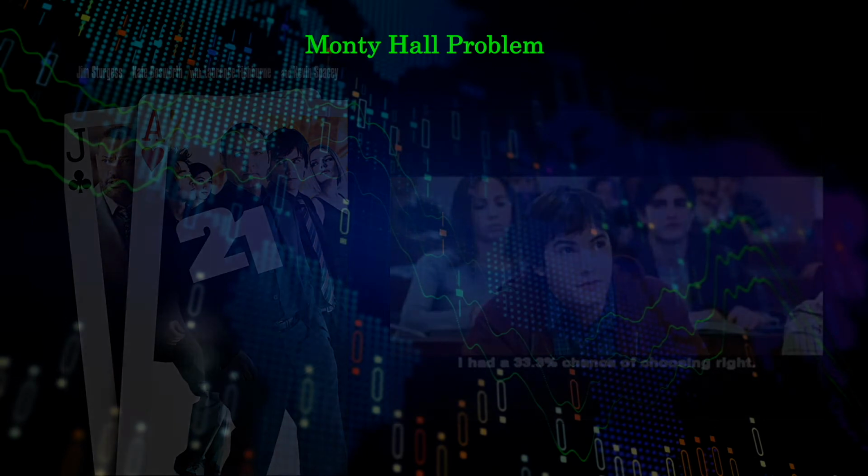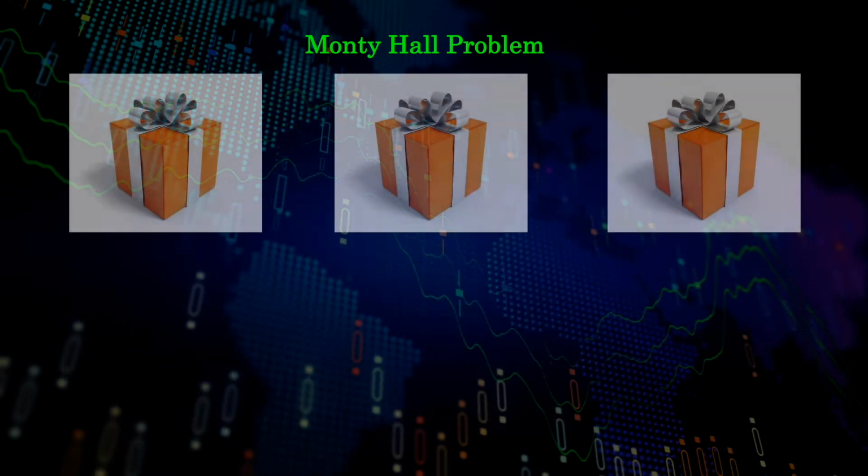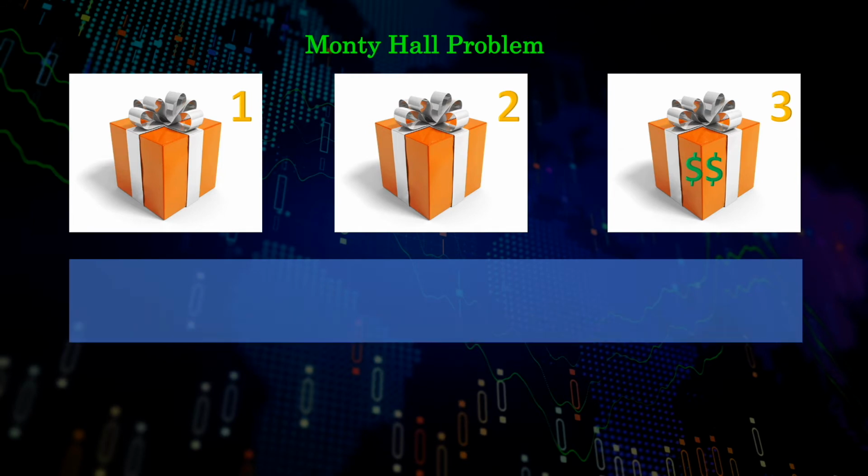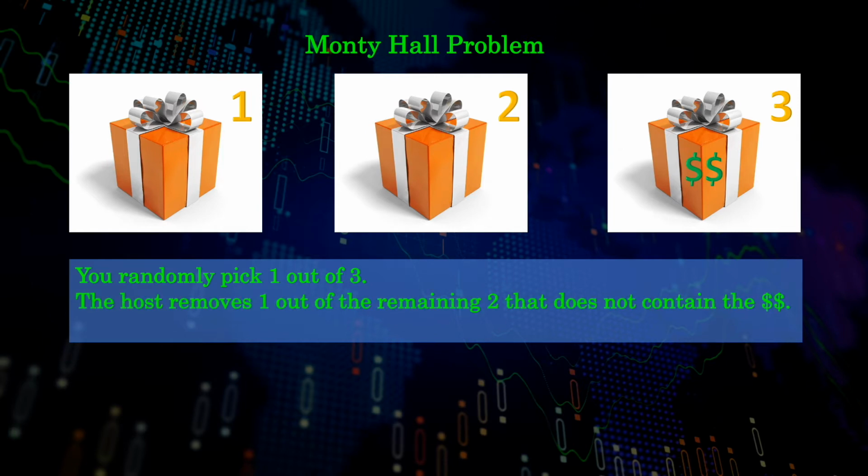There are many versions of Monty Hall problem. We'll stick to one simple setup. Assuming there's 3 boxes, 2 are empty, and 1 has $1 million in it. You randomly pick 1 out of the 3. Next, the host removes 1 of the rest 2 that he knows does not contain the money. The question is, you are given a chance to switch your choice from the one you picked originally to the remaining one. And should you do it?